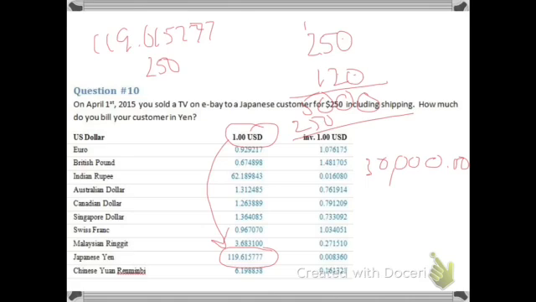I know I did this kind of quickly, and you could put 250 times 119.615777 and do all that. And I actually did that while you were all taking the test, and I said, wow, that's a lot of work. It comes out to about 30,000 yen. And I know that seems like a lot, but that is how the Japanese yen works. 30,000, I think this is the symbol for yen, looks something like that. 30,000 yen is roughly equivalent to 250 US dollars.